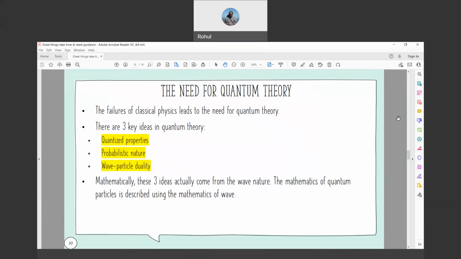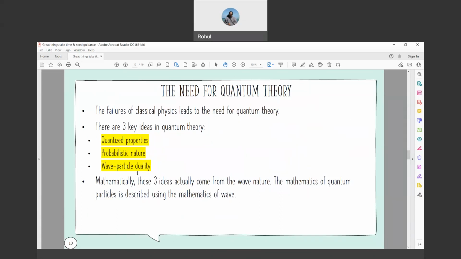Okay, we have looked at some failures of classical physics, and why classical physics theories cannot be used to explain those phenomena. This leads to the need for quantum theory, okay? The failures of classical physics lead to the need for quantum theory. There are three key ideas in quantum theory. The first one is quantized properties.